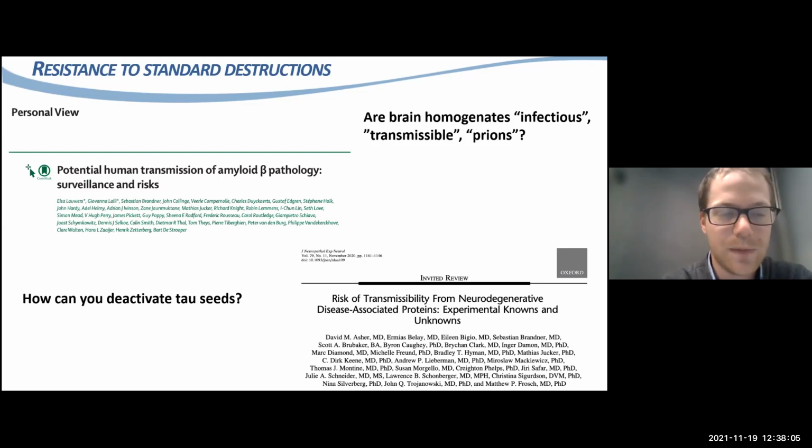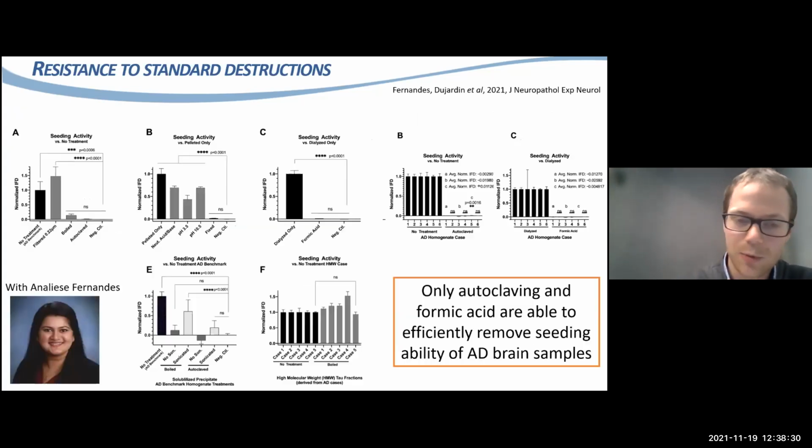And so a lot of people have raised questions, neuropathology labs and things like that. So first question, are these brain homogenates infectious or transmissible or even, as I said, prions? And if yes, can you deactivate them by using some sort of treatment or autoclaving, for instance? And so that's what we asked here. That work has been done with a technician that worked with me for a couple of years, Elise Fernandez, a really bright technician.